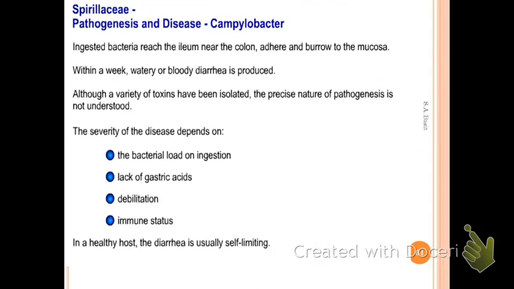Although a variety of toxins have been isolated, the precise nature of pathogenesis is not understood. Therefore, the severity of the disease may depend on the bacterial load on ingestion, which means that the more bacteria you ingest, the more it is directly proportional to the severity of the disease. Achlorhydria, or the lack of gastric acid, could also contribute, as well as debilitation, or a weak status, or being immunocompromised. If you are a healthy individual, the diarrhea is usually self-limiting.